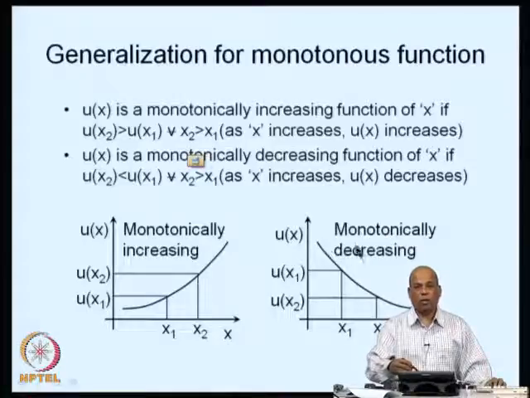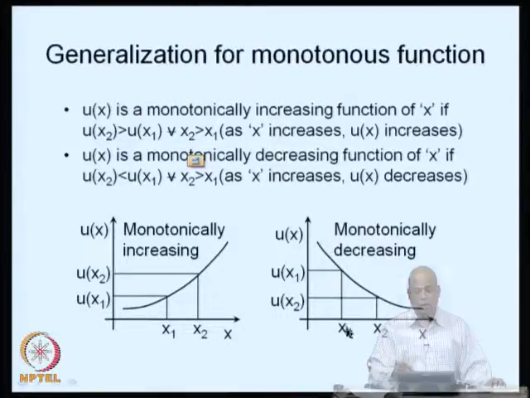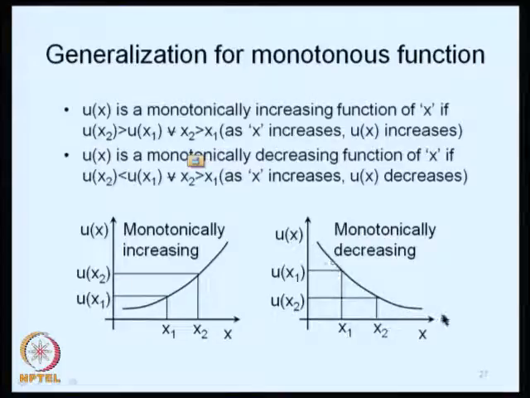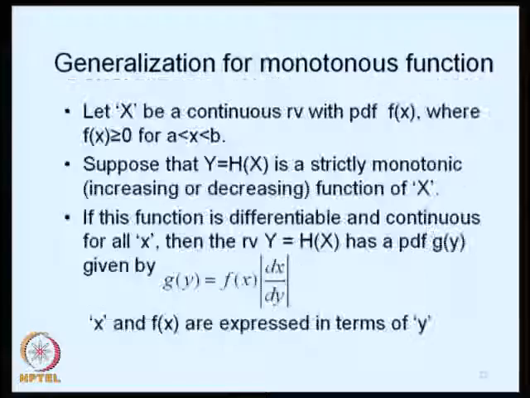Similarly, for a monotonically decreasing function, we have the condition that as x increases, the function value decreases. So, we write this as u of x 2 less than u of x 1 for all x 2 greater than x 1. So, as x increases here, the function value decreases. Now, when we have monotonically increasing or decreasing functions, the procedure for obtaining the PDF of y, which is a monotonic function of x, can be simplified, and we write it as follows.